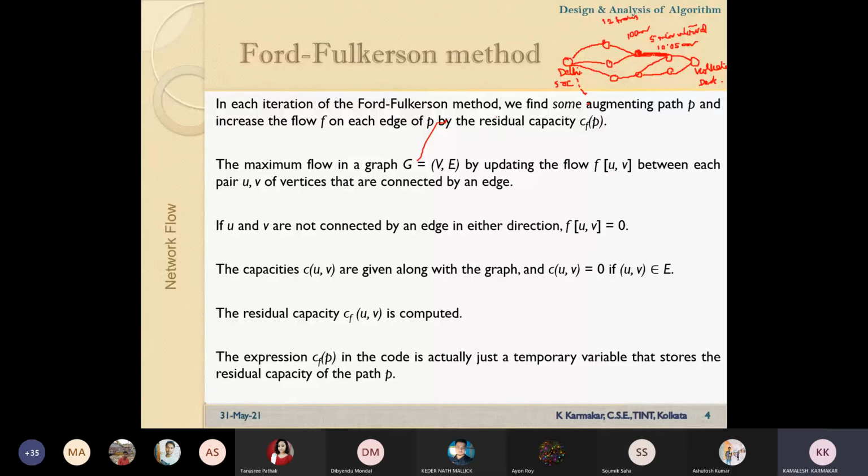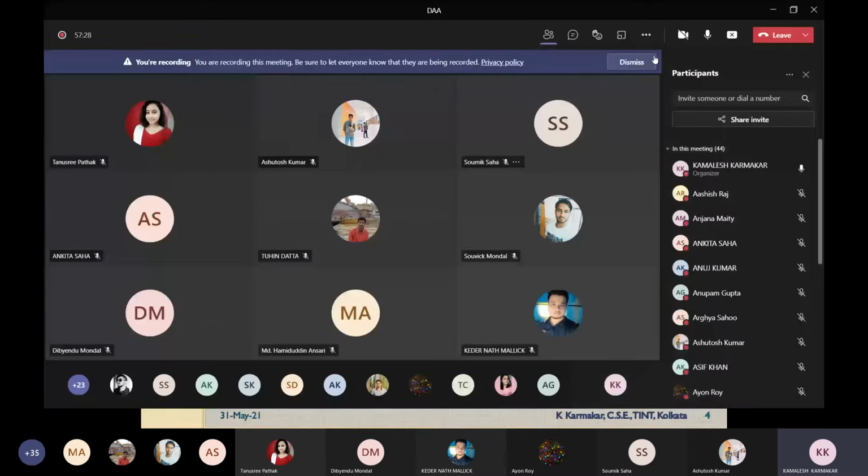Okay, so this is a problem which needs to be solved using the max flow method. Is it clear to you? Yes, sir.